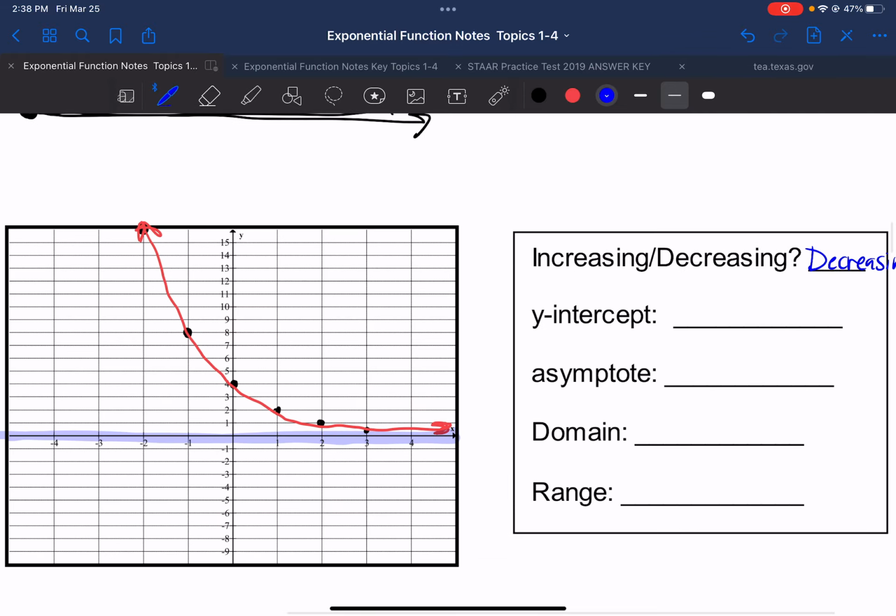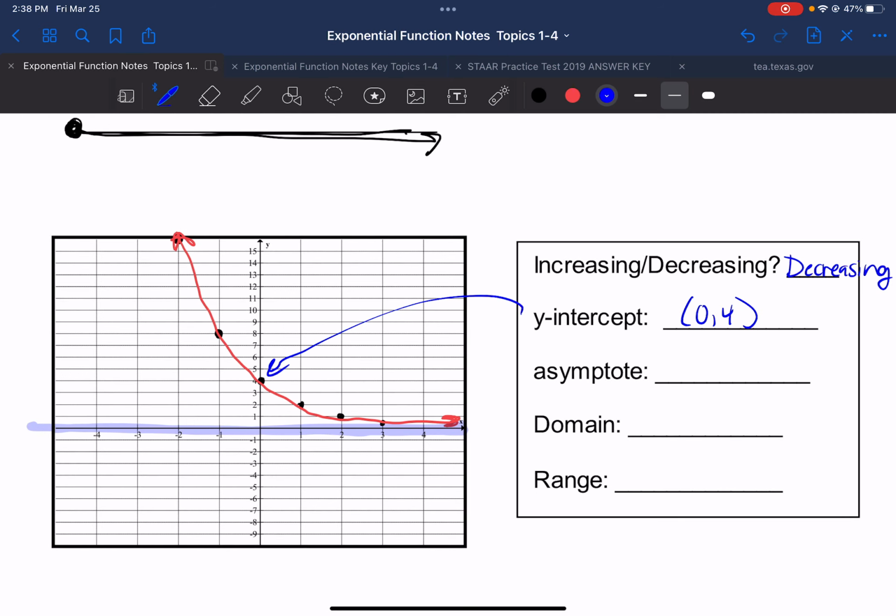What's my y-intercept? We already know where it is. It's right here. My y-intercept is a point, so 0, 4. My asymptote is whatever this equation is. We know this is a horizontal line, so it's y equals whatever y value it's crossing, which is 0.